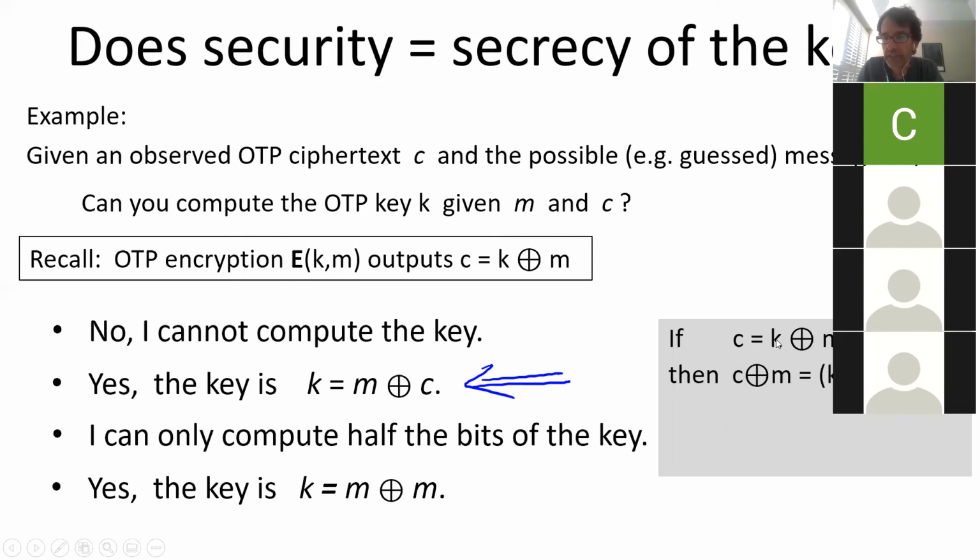Okay, so here is why you can compute it. If this is the equation for the ciphertext, then if I XOR M to both sides, I get C XOR M on this side, and on this side M is going to drop out. So I'm just going to get the key K. It's just that inverting XOR is XOR again. That's all this says. So security does not exactly mean that the key is secret, or at least that it's not secret after you use it.